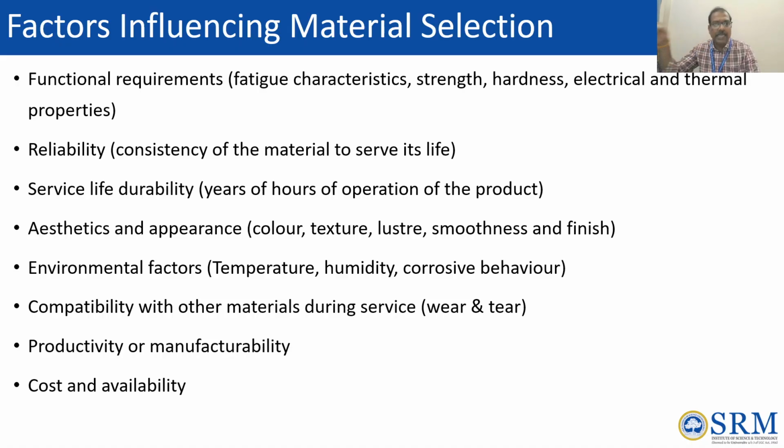Then it links to the selection of tools, selection of machinery, and selection of machining conditions, like what kind of depth of cut, what kind of feed rate we are able to give, and what kind of tool we are going to choose. Okay, so all these are very important with relation to the functional requirement of the material. So we need to be very clear about what kind of functional requirement. Then what is the reliability of the material, what is the life of the particular material, and what is the service life, durability, years or hours of operation of that particular product.